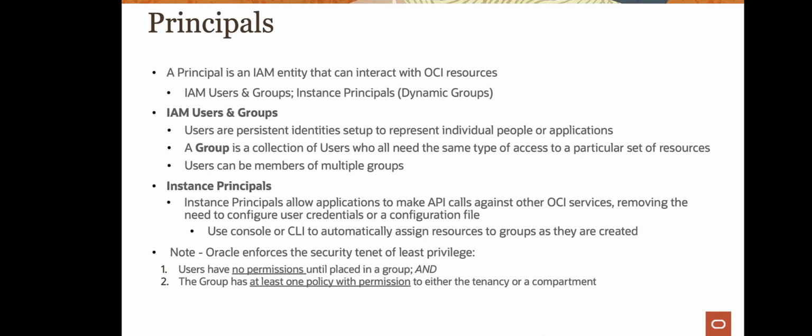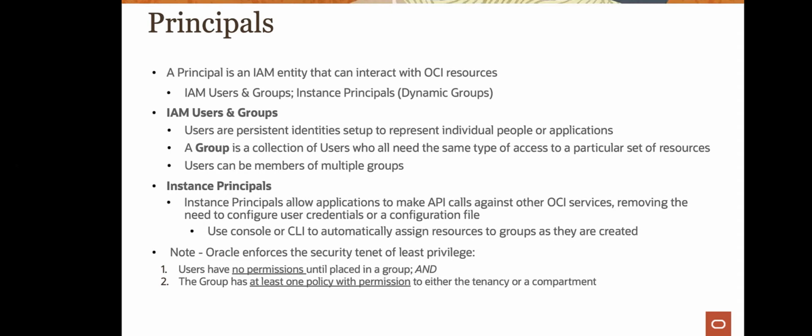The first thing you need to know: a user is a persistent identity. It's set up to represent an individual, or it could be an application. So if you have an instance that needs to access, say, your block volume storage, you can set that up this way. Every user, in turn, belongs to a group. The group, like it says, is just a collection of users. The way it works within Oracle's Identity and Access Management is that you then attach policies to these groups. Users can belong to multiple groups, but at the end, they all have to belong to at least one.